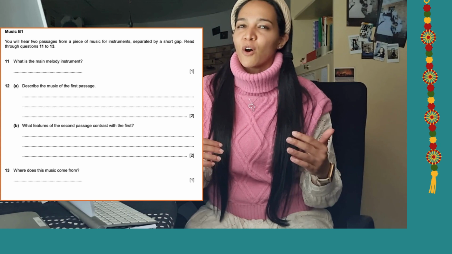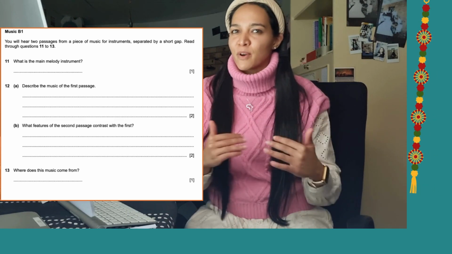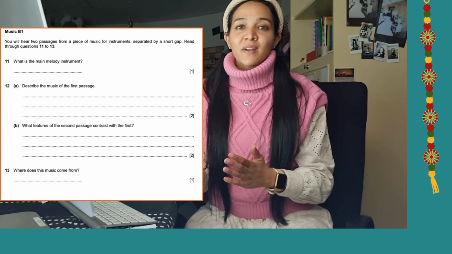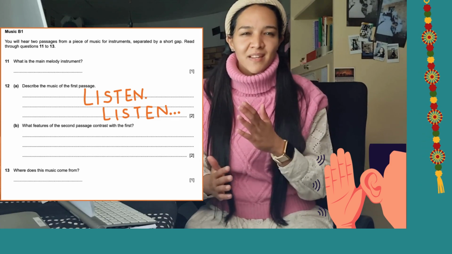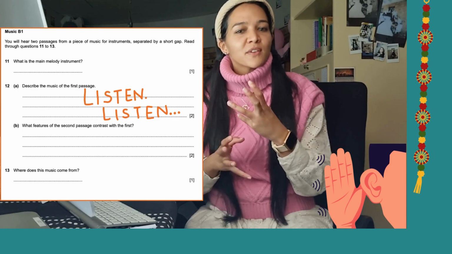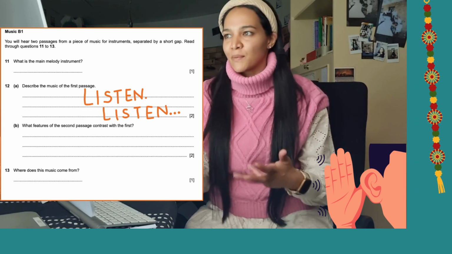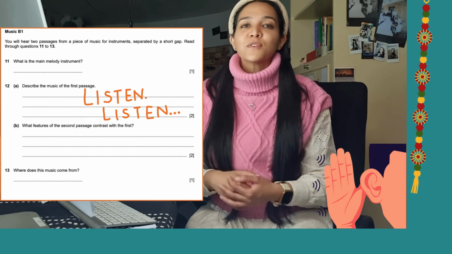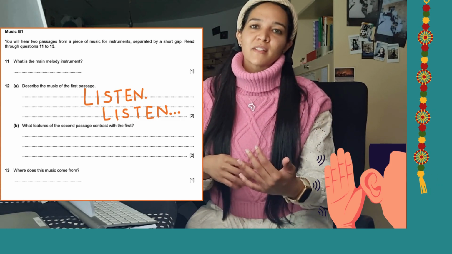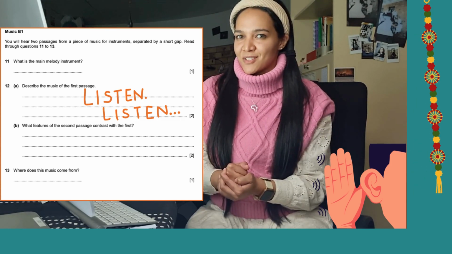So we're going to hop into our listening once more so that we can answer both these questions. Keep an ear out for what is happening in the first passage. Try to explain it in your head as you listen to the extract, and then we'll put it down on paper afterwards. And also pay attention to how the second passage contrasts with the first passage.